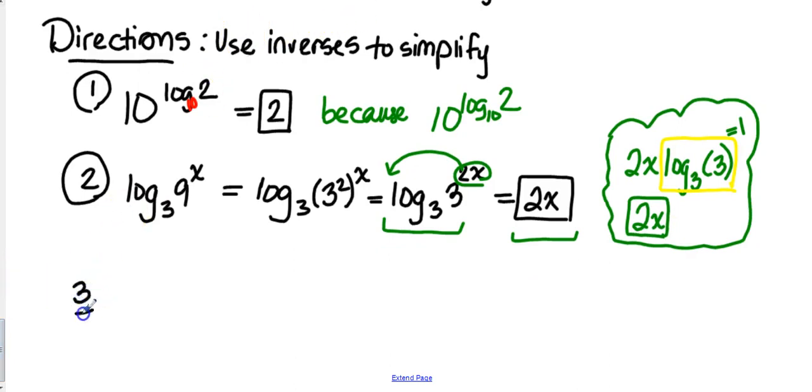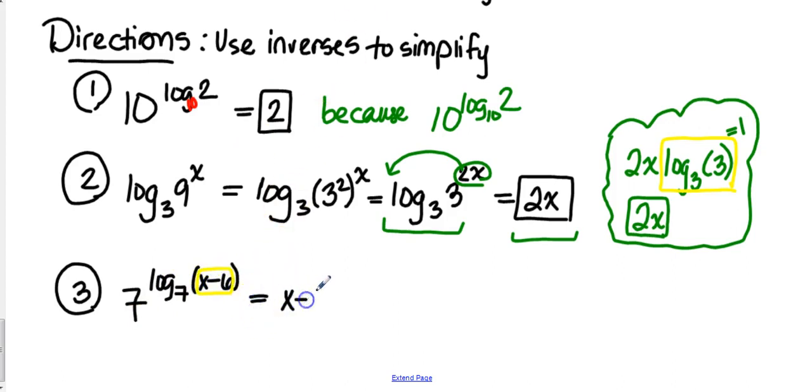Number 3 says 7 to the log base 7 of x minus 6. Once again, 7 and log base 7 cancel, just leaving behind our exponent here, which is x minus 6.